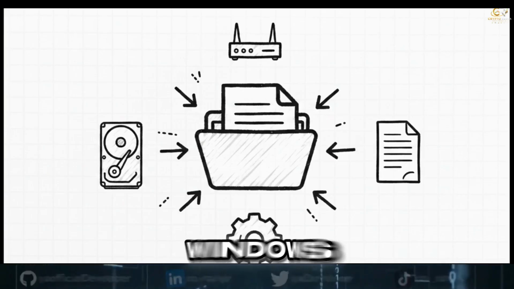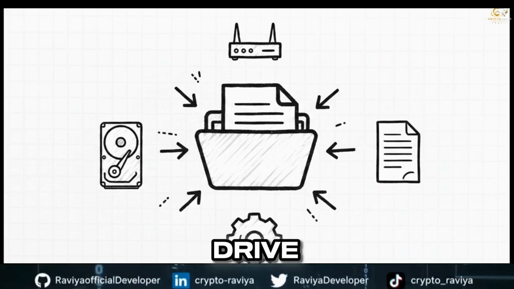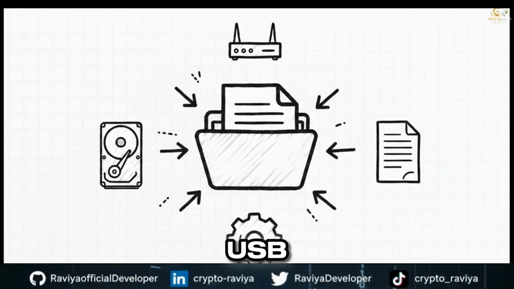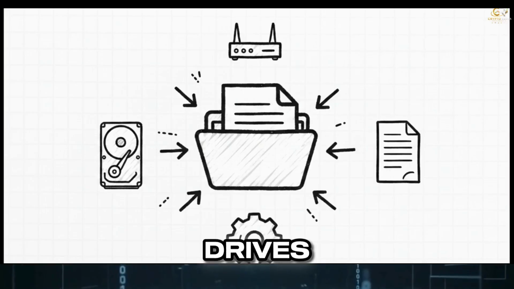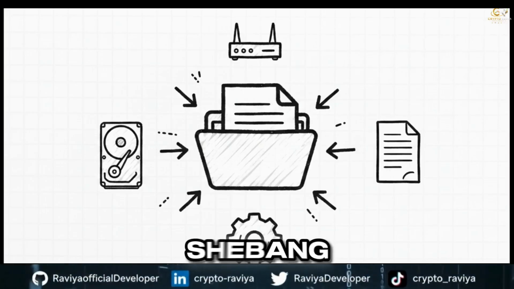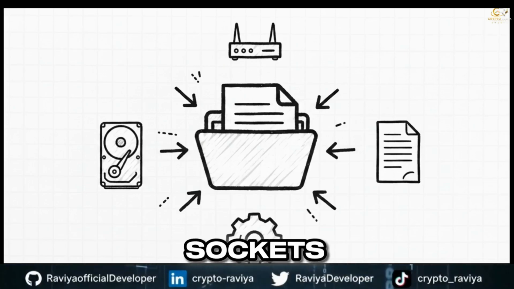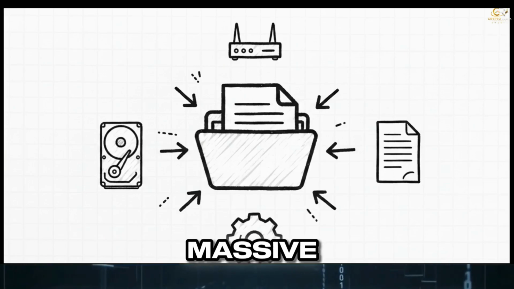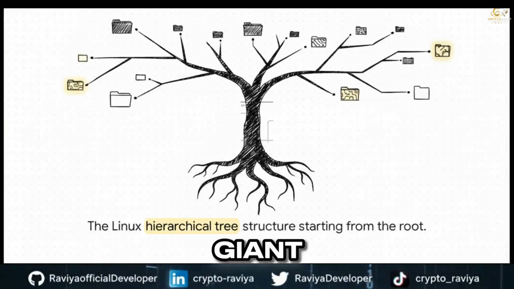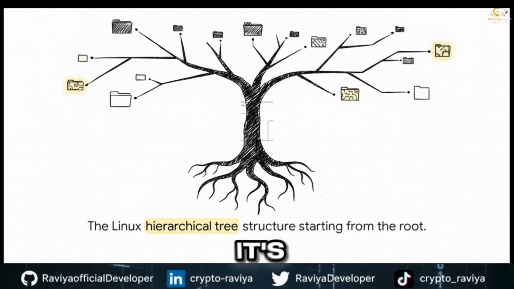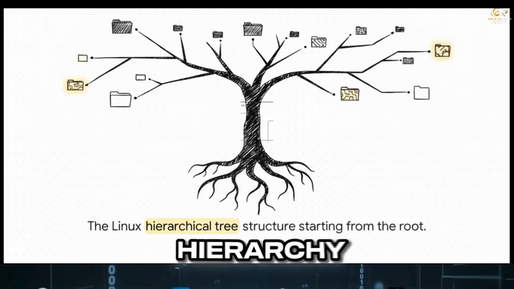If you're coming from Windows, you're used to seeing a C drive, a D drive, maybe an E drive when you plug in a USB. Well, Linux doesn't do that. Instead of scattering things across multiple disk drives, Linux merges the whole shebang, your documents, your hardware, your network sockets, into one single massive virtual directory. And this massive directory is laid out like a giant hierarchical tree structure. It's dictated by what's called the File System Hierarchy Standard.